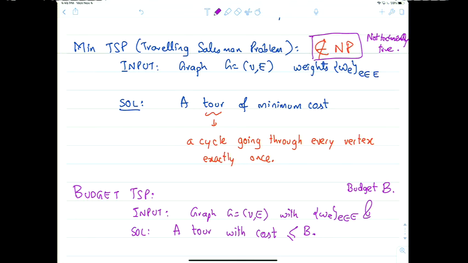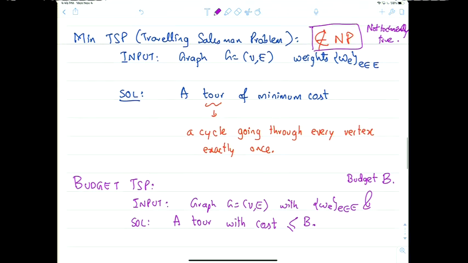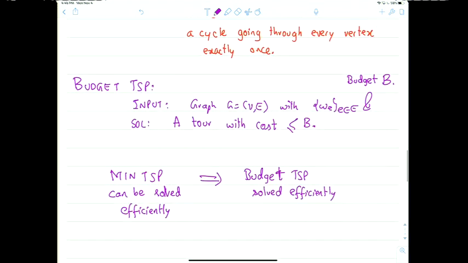n factorial different tours. There are only n factorial different tours. So in some sense, there are only n factorial different numbers on which you're doing binary search. So in some sense, you don't need infinite precision. But we'll ignore the precision issues for now. Okay, so this is min TSP, budget TSP.